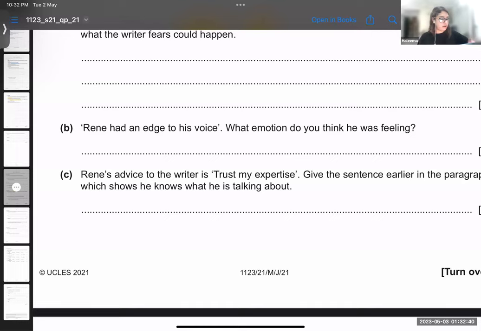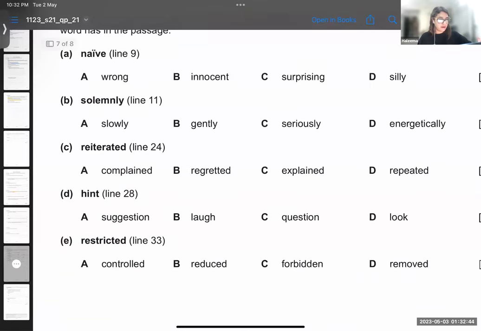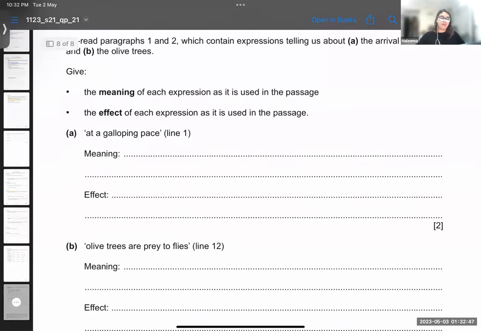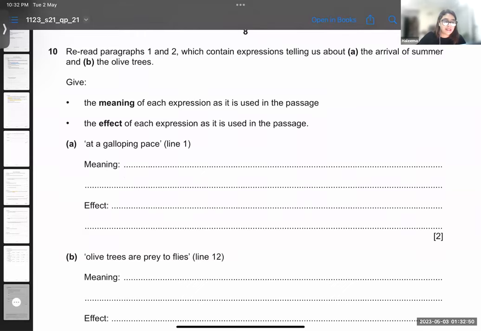Okay, so we are on the last part of this, where you reread paragraph 1 and 2, which contains expressions telling us about A, the arrival of summer, and B, the olive trees. Now, these are the main ideas that they're talking about. And what you have to do is you have to talk about the meaning and effect. Now, this is a very tricky question because this is something where a lot of people end up making mistakes because they fail to understand the difference between meaning and the effect. When they talk about meaning, they're talking about how it is used. What does it mean? But effect is the implicit meaning. What impact does the author try to create using this word?